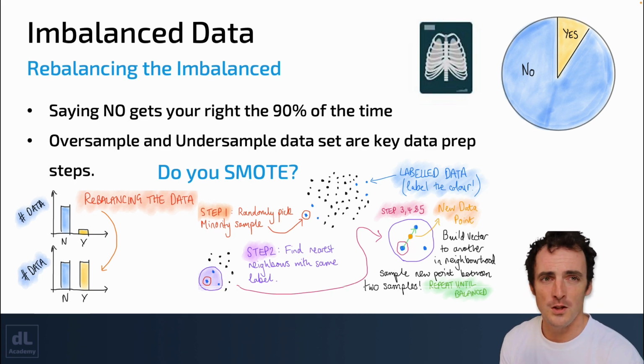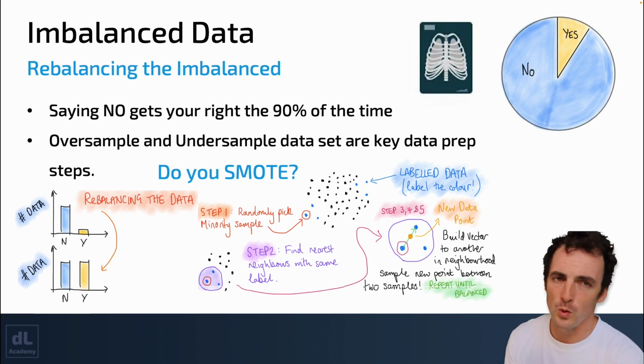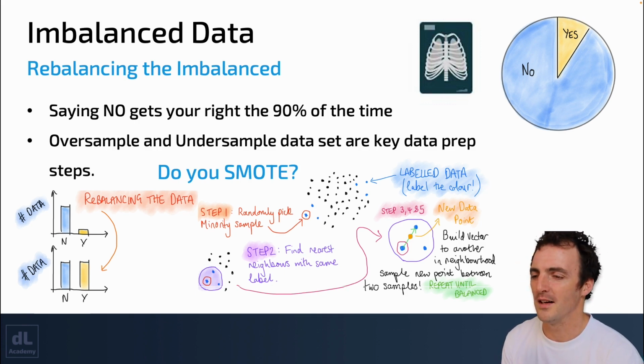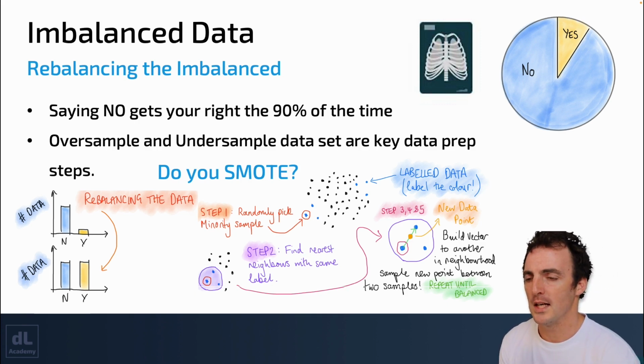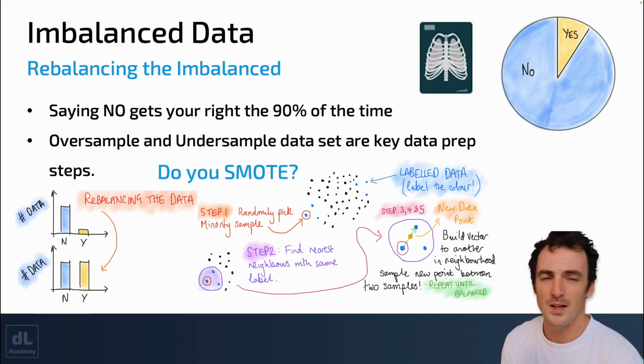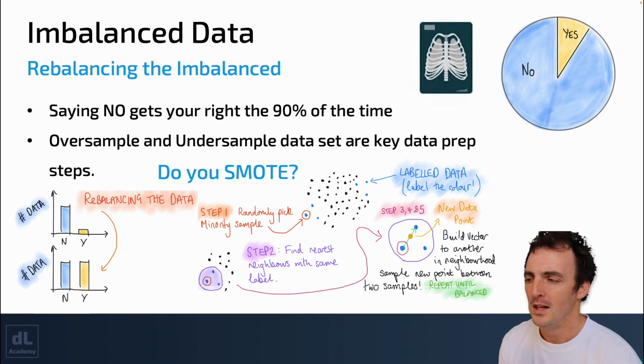The other thing you can do is rebalance that data. You can do this by undersampling, which would be eliminating lots of the no's so that the no's and yeses are equal or closer together. I don't like this particularly because you're throwing away data, and as a data scientist, that feels wrong. Oversampling is a technique where you're trying to build synthetic data on what you've got, so you can try and increase the number of yeses.